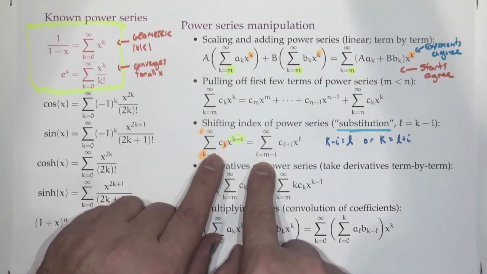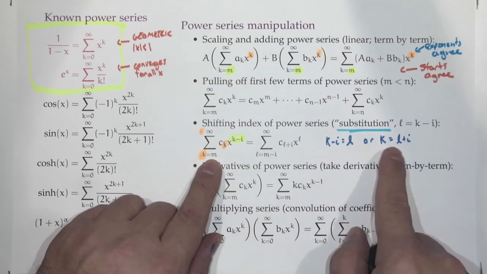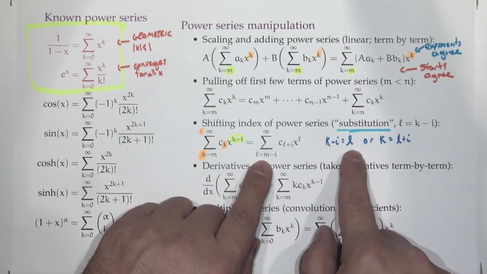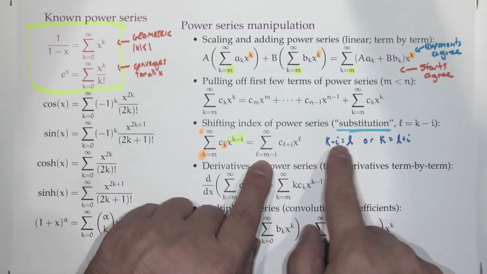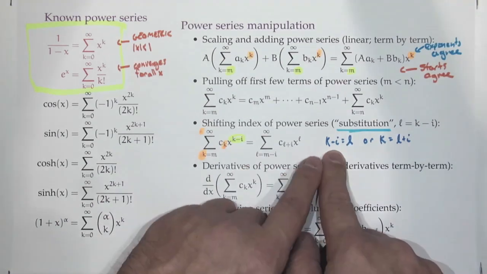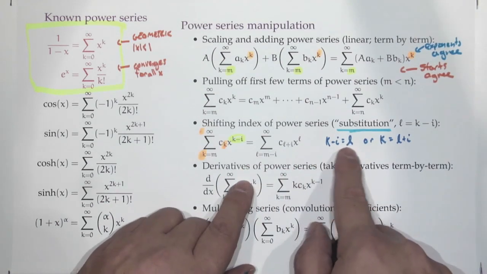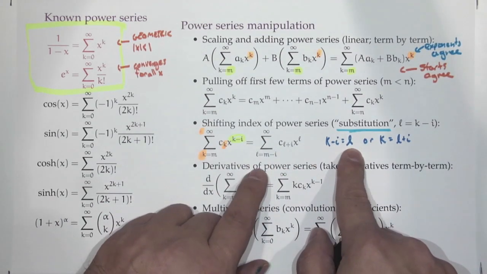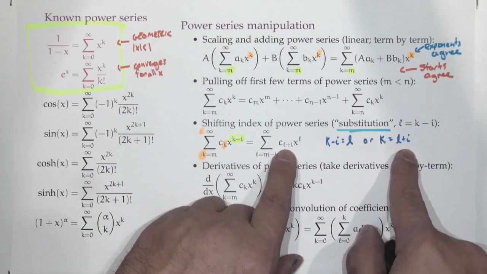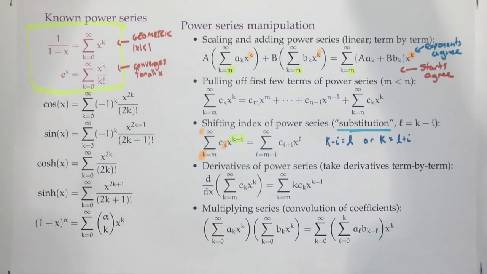So if I want to figure out where do I start, well, if k was m, l is m minus i. I use the relationship. If I'm going to infinity, if k goes to infinity, l goes to infinity. So it's still infinity. This c sub k, well, k is l plus i. So it's update every k. So if you just think of it like substitution, life is good.